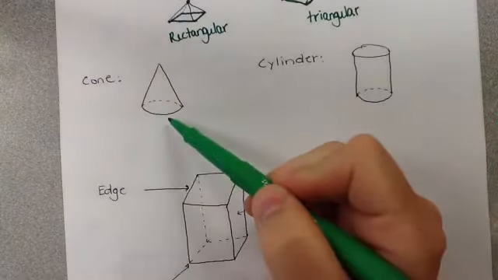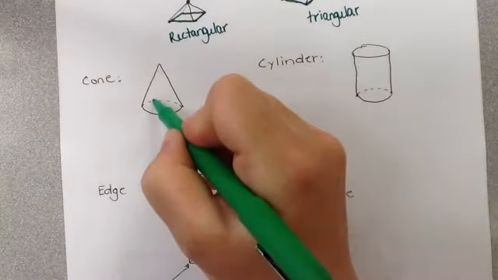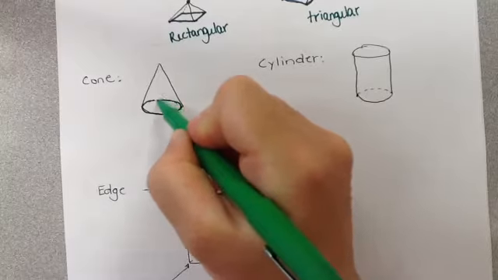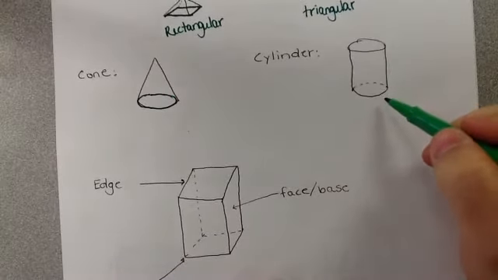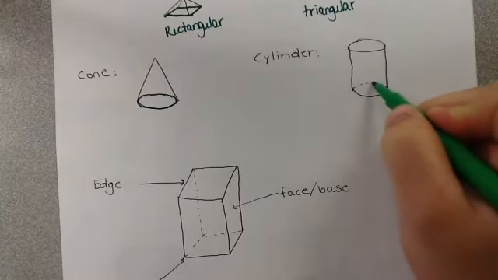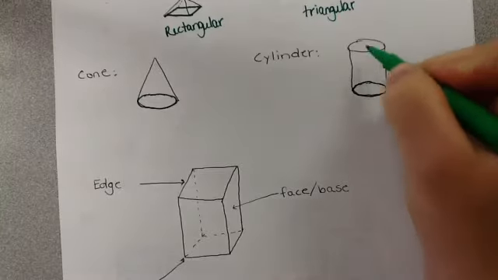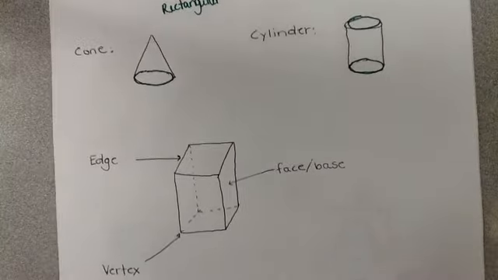Next we have a cone. What is the shape of the base of a cone? Circular. And our last one is a cylinder or a soup can. And again, the base of a cylinder, circular, top and bottom circular. So those are some geometric figures.